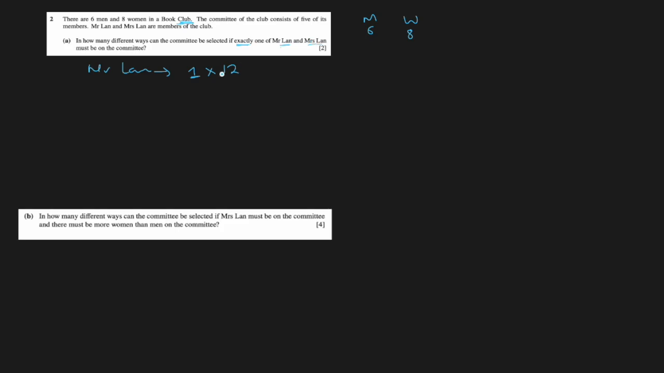So these 2 will not be part of the next selection. Out of those, we have to select 4 people, isn't it? Because 1 place is already occupied by Mr. Lan. So this is the answer. Similarly, Mrs. Lan, exactly the same situation. She is selected and we have to select 4 out of the rest. And just add this, or you can write 2 times 12C4. These are the number of selections, total 990.